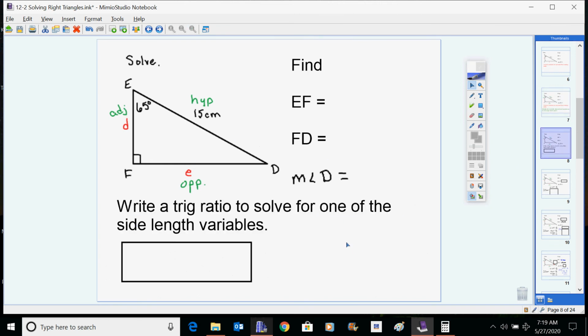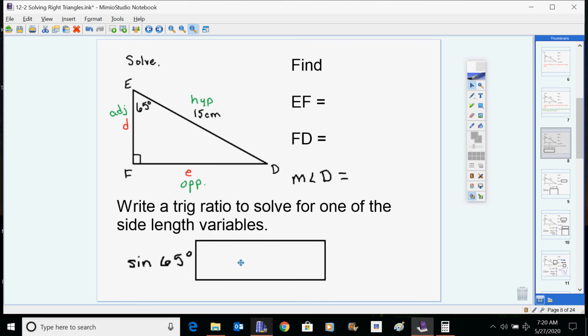We're going to use that trig ratio to solve for one of the side lengths. So if I'm looking here, let's think through my trig ratios. Sine is opposite over hypotenuse. Opposite is a variable, but hypotenuse is a number. Okay, I'm going to go with that one. So I know that the sine of 65 degrees equals E over 15. That's what you're starting with. We have just one variable, and everything else can be handled with the calculator.